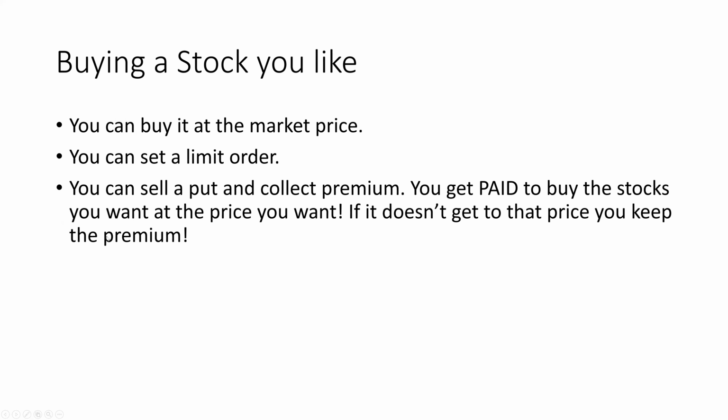So now, how do you buy a stock that you like? You can buy it at the market price, right? I want to buy SPY at 390. Okay, sure, I can go out and buy it. I can set a limit order. Say I want to buy it at 388.85. I set my limit order. If it goes down to that price, my transaction will get filled.